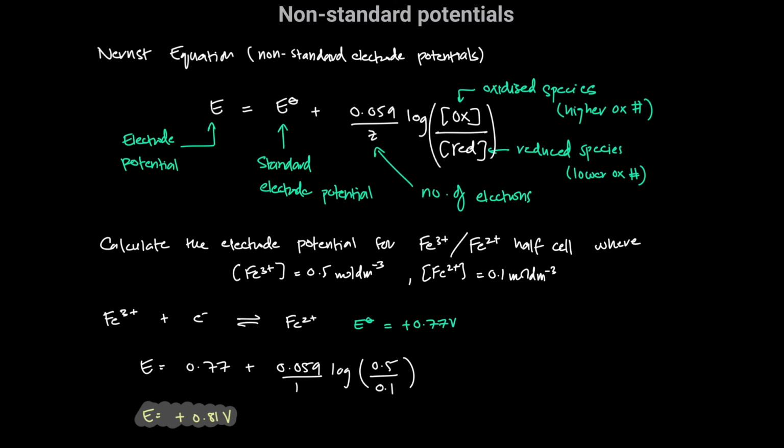So now let's take a look at the equilibrium for zinc. Here we have the equilibrium for zinc, that is Zn2+ plus 2 electrons giving zinc metal, and the standard reduction potential for this half cell is negative 0.76 volts.